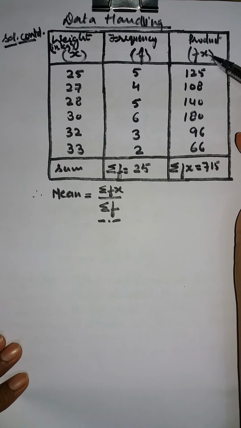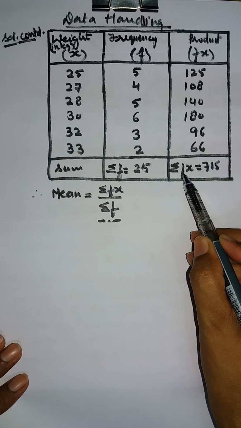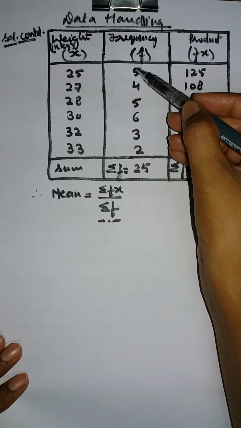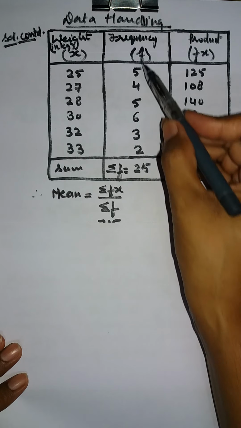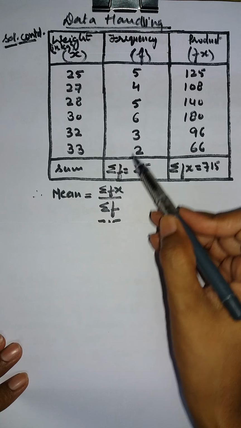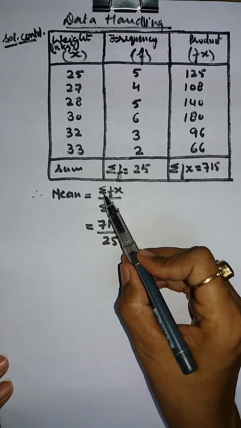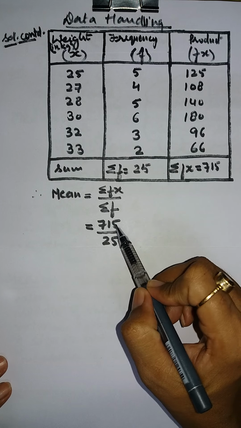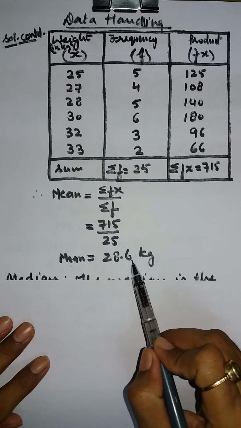And now we will add all of these products, which is called the sigma fx, that is the sum of all of these products. And we will write the total number of observations. The total observations are 25. That is the frequency, which we are writing here in the form of sigma f, that is the sum of the frequency. So the mean formula here is mean is equal to sigma fx upon sigma f. So the sum we write here is 715 and there 25 as sigma f. We get the mean here.